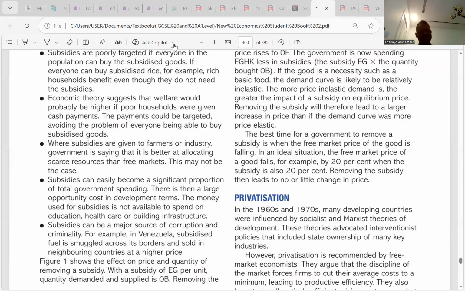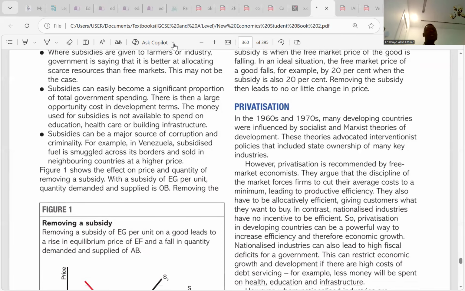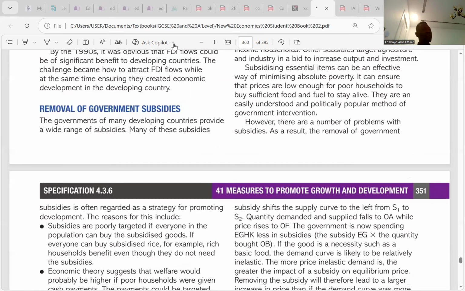Is it clear? Mhm. And the last point here, subsidies can be a major source of corruption and criminality. Government officials might divert the fund. It's subsidies for the vulnerable people, so they might even as well cut it. So that's about subsidy, and that's all about removal of government subsidies.